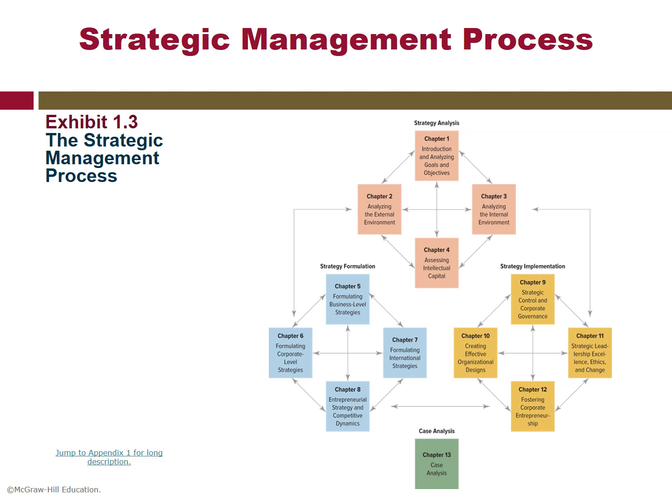You can see here the blue colored box, which shows the different levels of formulating strategy. So when you create a strategy, it has different levels. A strategy for business, in the corporate level, international level, and entrepreneurial level. Lastly, you could see the process of implementation. The pale yellow box shows the different ways of implementing strategies. It includes control, creating effective organizational designs, strategic leadership, excellent ethics and change, and of course, fostering corporate entrepreneurship. In the last part of the book, you could see the different case studies wherein you could choose what case study you would like to present.